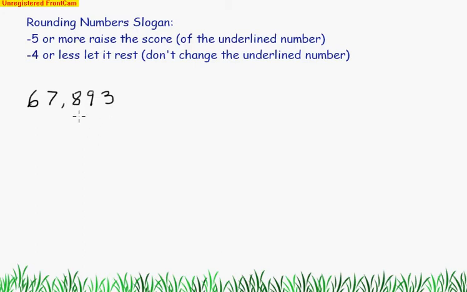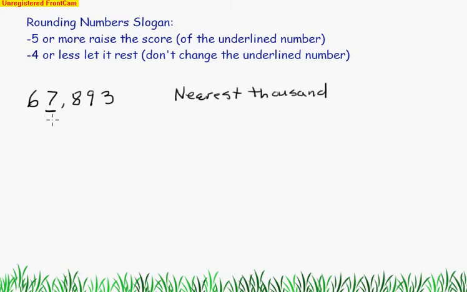Step number one is you want to underline the number you're rounding to. So in this case, we are rounding to the nearest thousand. So I'm going to go over here and I'm going to go ones, tens, hundreds, thousands. I'm rounding to the nearest thousand. I'm going to underline that.